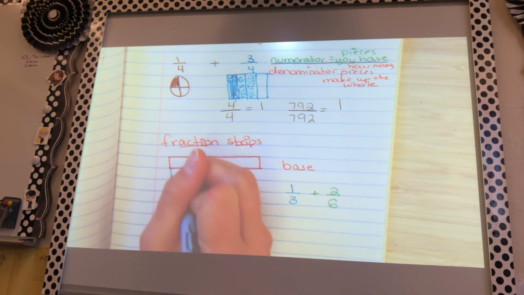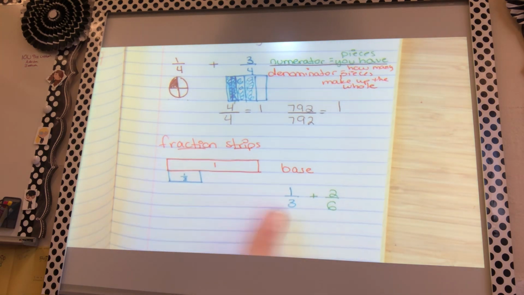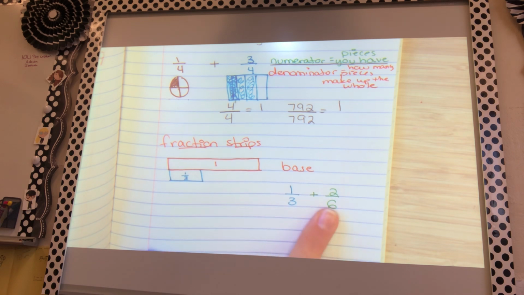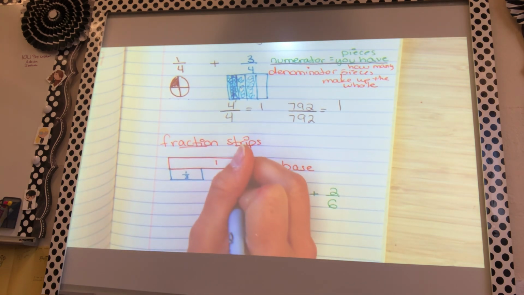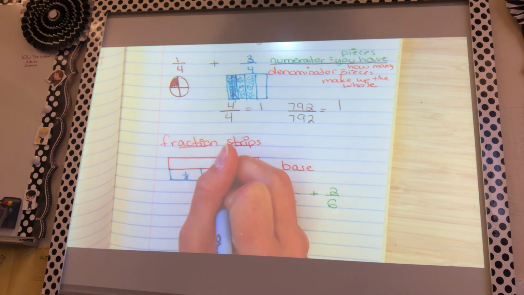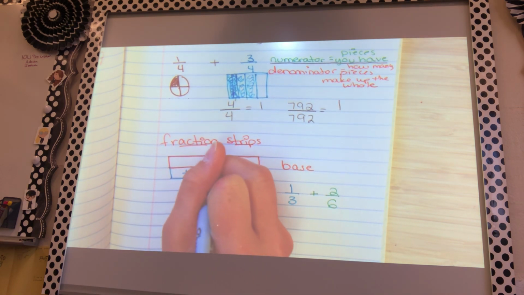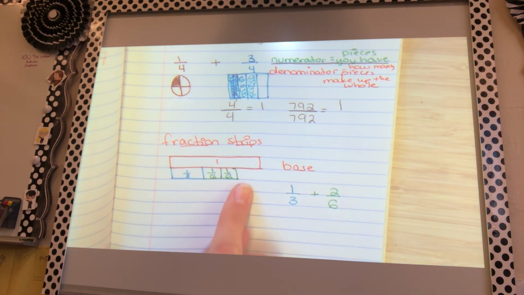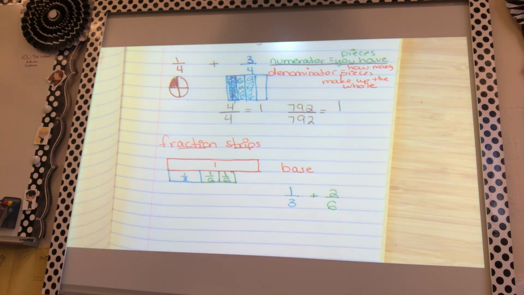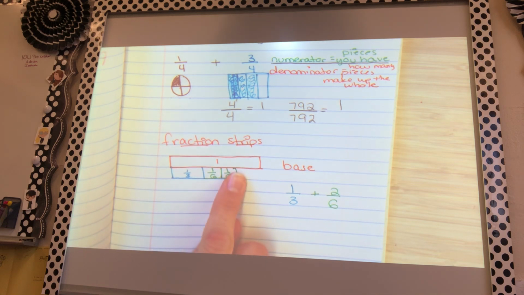So this would be about a third, and notice I did this in blue, and that's my first addend. My second addend is 2/6. So if I did 2/6, that would be 1/6, 2/6. And so then I would have to see, well, what fits here? That'd be the difference. But what do I have all together?